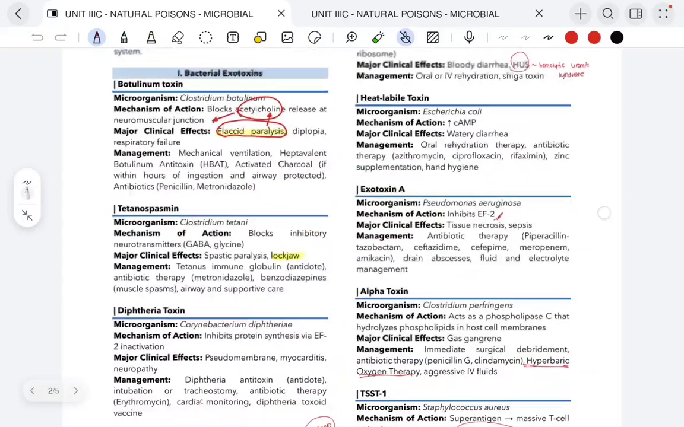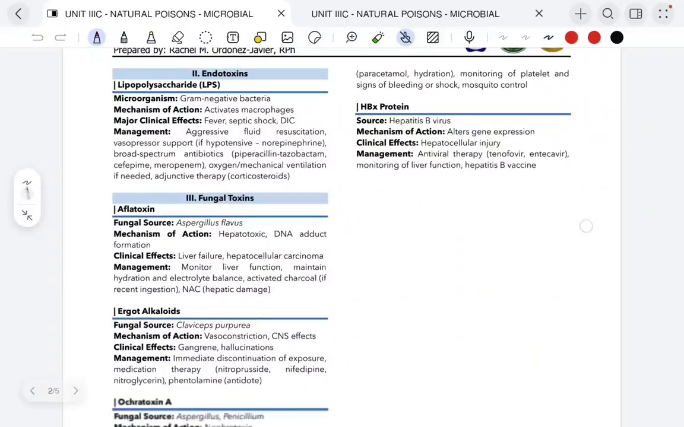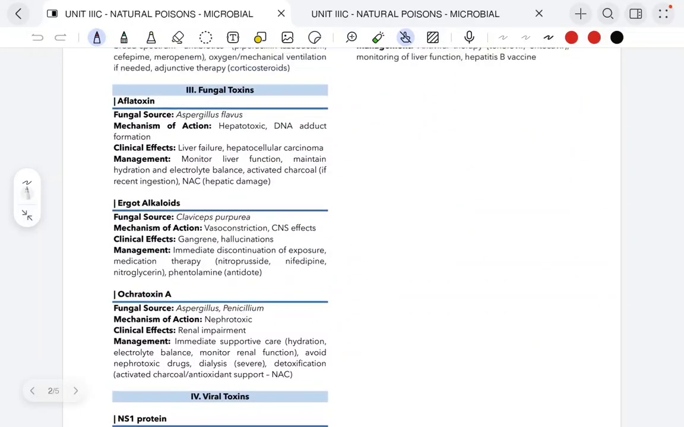So we are done with the counterpart of your bacteria. Let us now move to your fungal toxins. So we have your aflatoxin, which is produced by your Aspergillus flavus. So its mechanism of action is that it is hepatotoxic, meaning it is toxic to our liver, and it causes DNA adduct formation, or there is a change in the genetic structure. Okay, for its clinical effects, of course, it can cause liver failure and hepatocellular carcinoma. So it can cause cancer.